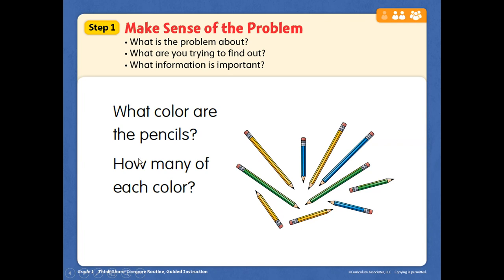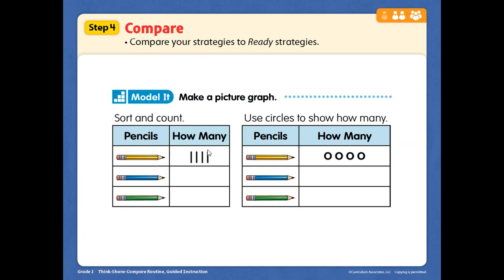So what color are the pencils? We can figure that out: yellow, green, and blue. And how many of each color? Well, let's get a data table set up so we can answer that question. Here we've got the yellow, blue, and green. And we've got some tally marks to tell us how many we counted for yellow.